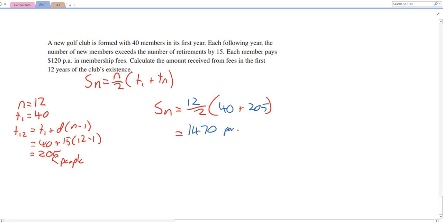So now we have to take it. So 1470 people have paid for membership. Have we solved the problem? What is the problem asking us to find? Cost. The costs, or the amount that they've earned, I guess. How would we find the amount that this club has earned? Lachlan? Yeah. Easy, just times it by 120.